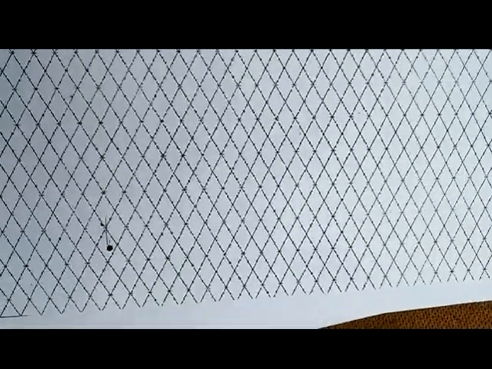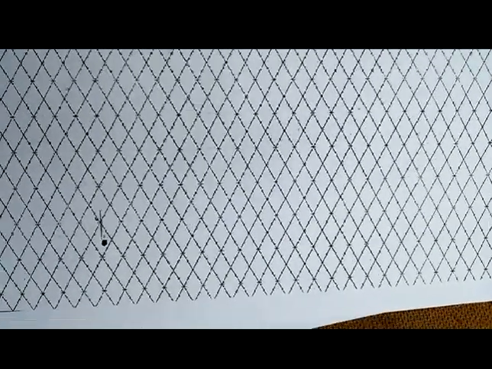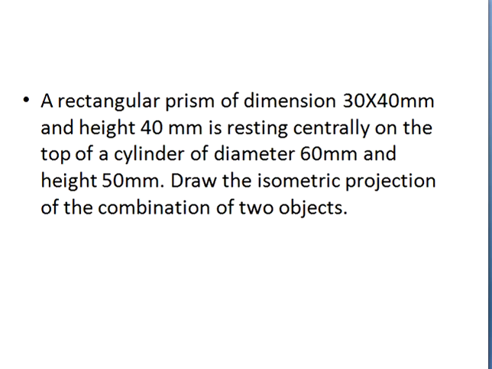Similar to the first problem, first identify which is the bottom object. I'm having a combination of cylinder and... moving on to the second problem. Again, a combination of two objects. A rectangular prism of dimension 30 into 40 mm and height 40 mm is resting centrally on the top of a cylinder whose diameter is 60 mm and height 50 mm. Draw the isometric projection of the combination of two objects.